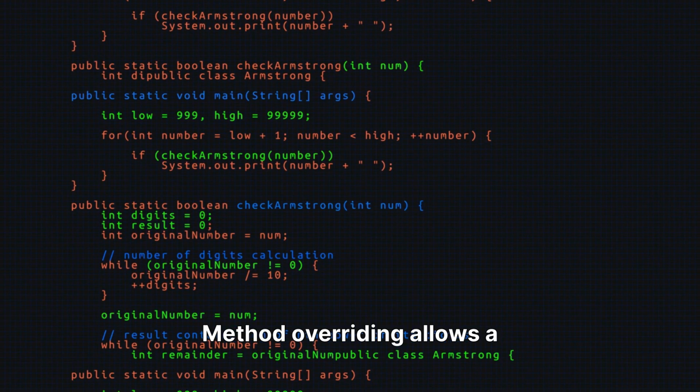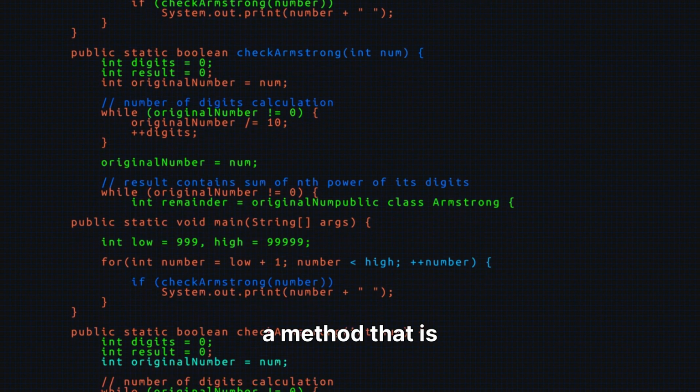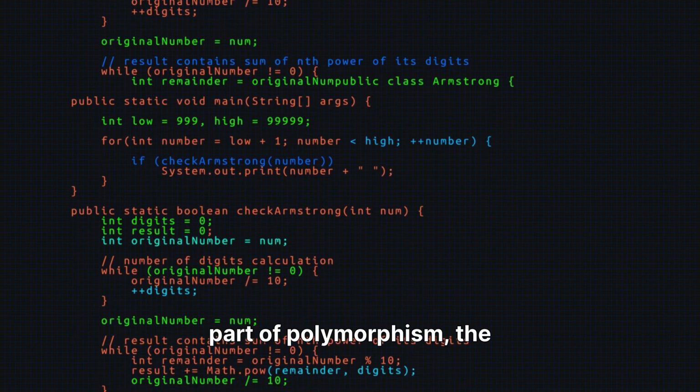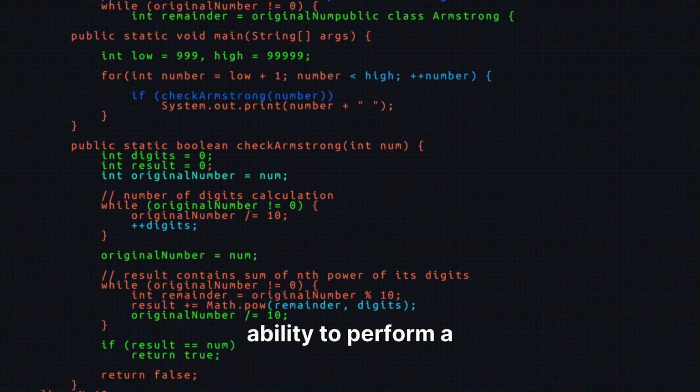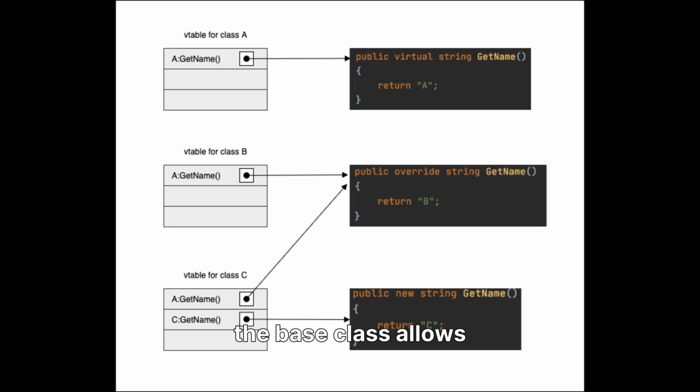Method overriding allows a derived class to provide a specific implementation for a method that is already defined in its base class. This is a key part of polymorphism, the ability to perform a single action in different ways. The virtual keyword in the base class allows the derived class to override the method. The override keyword in the derived class indicates that it's providing a new implementation.